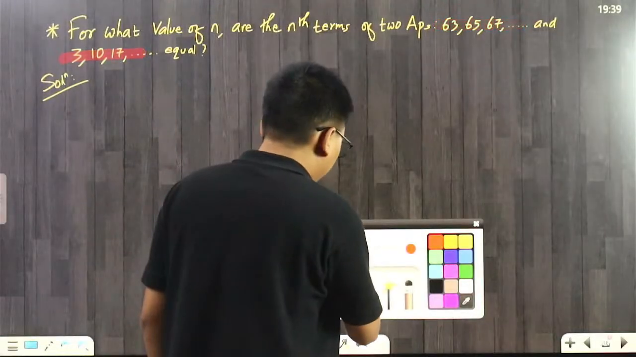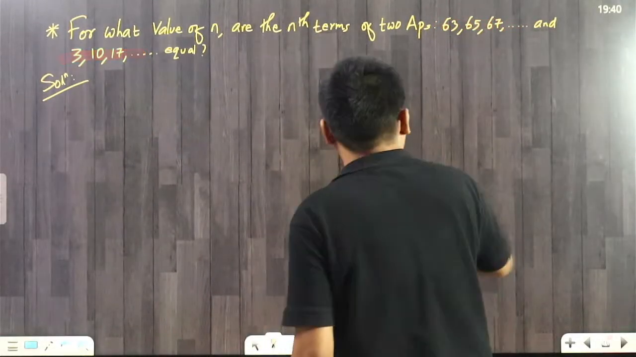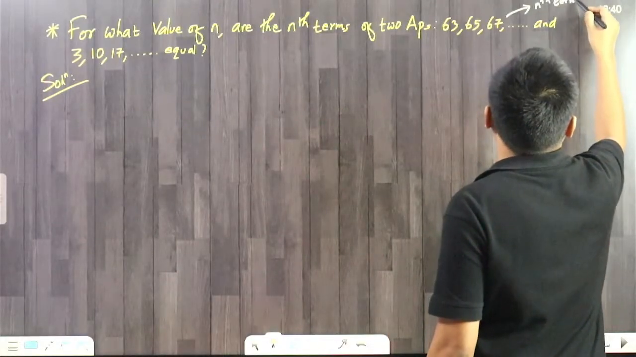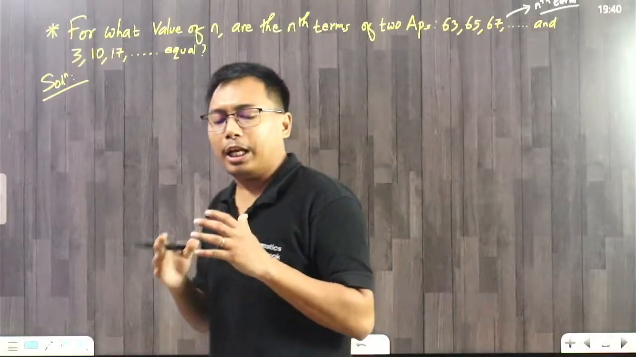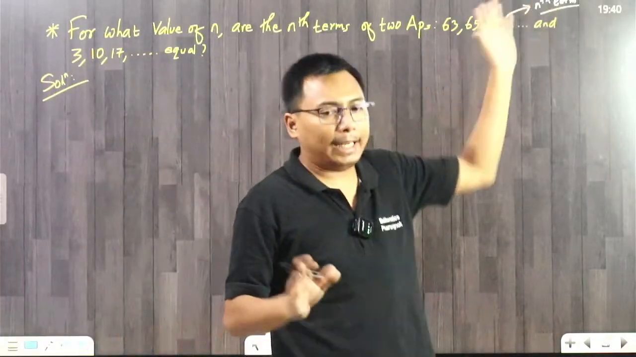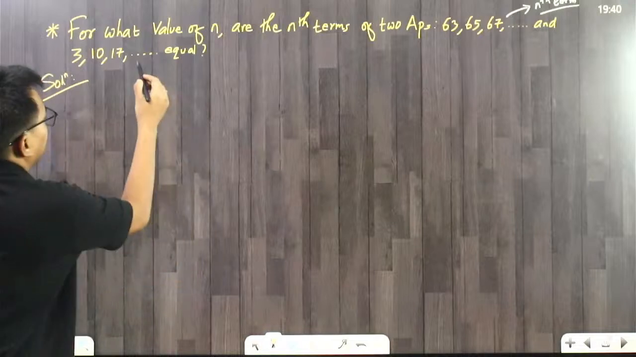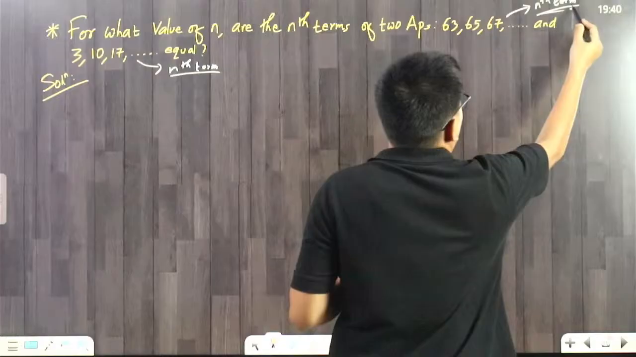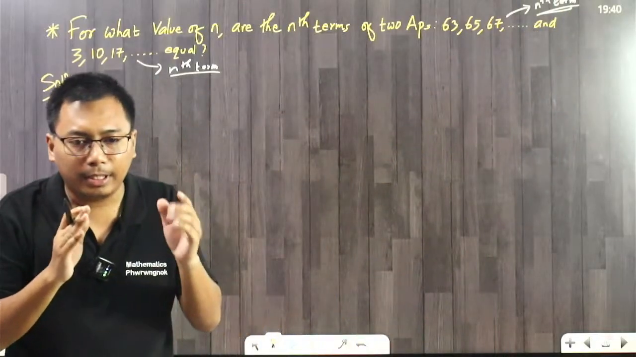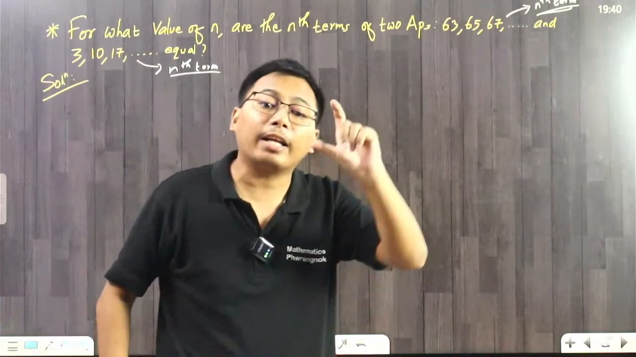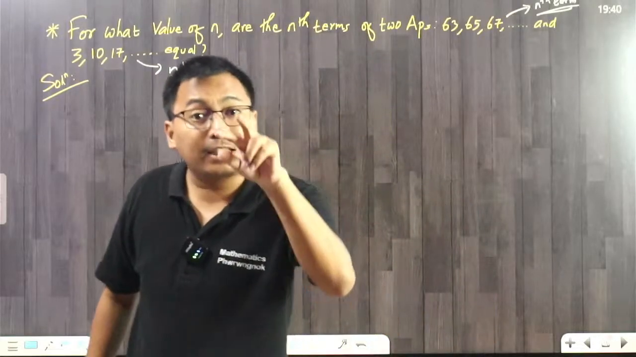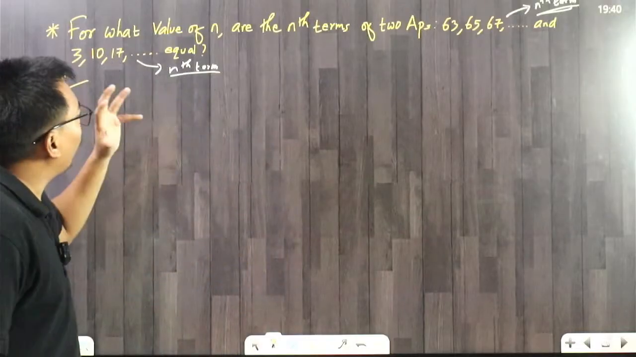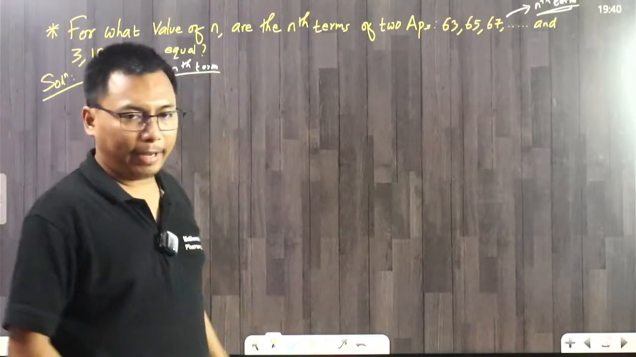Now for this AP, our first AP, there will be an nth term we don't know. We are just assuming that for our first AP we have an nth term, and for the second AP we also have an nth term. These two nth terms from these two APs are equal. So if the nth terms of these two APs are equal, which term is that, or what is the value of n?